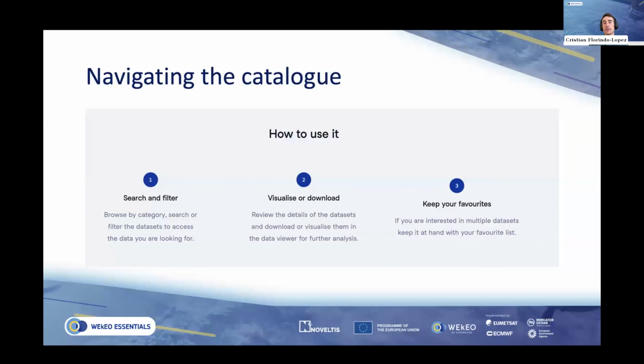So how to navigate the catalog? This is important because the variety, the offer, is so big. There are so many data sets, more than 400. So to use WEkEO, it's quite straightforward. You'll have a tool to search and filter your data sets so that you can find which data sets can be more appropriate to you. You can visualize and download that data.